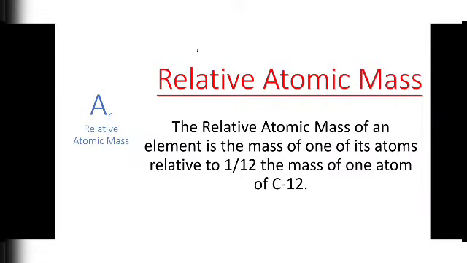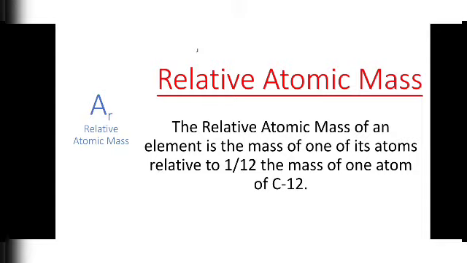In the previous class, we discussed the concept of relative atomic mass and came to the definition that the relative atomic mass of an element is the mass of one of its atoms relative to 1/12 the mass of one atom of carbon-12. But we have to know more about what mass of an element is meant here. What do we have to take as the mass? Let me elaborate this with some examples.